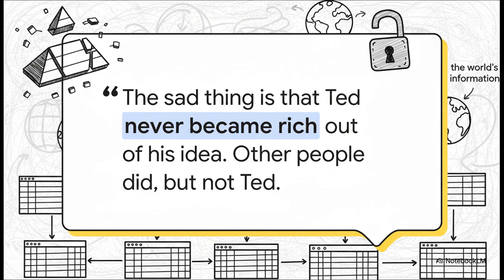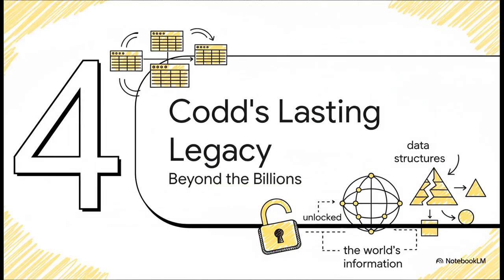There is a really fascinating and kind of sad footnote to this whole story, though. The founders of companies like Oracle became billionaires multiple times over. But Ted Codd, the man whose brain came up with the entire concept, he never really saw that kind of money. His colleague Chris Date said it plainly. "The sad thing is that Ted never became rich out of his idea. Other people did, but not Ted." But hey, money isn't the only measure of impact. And Codd's real legacy? Well, it's way bigger than any bank account.